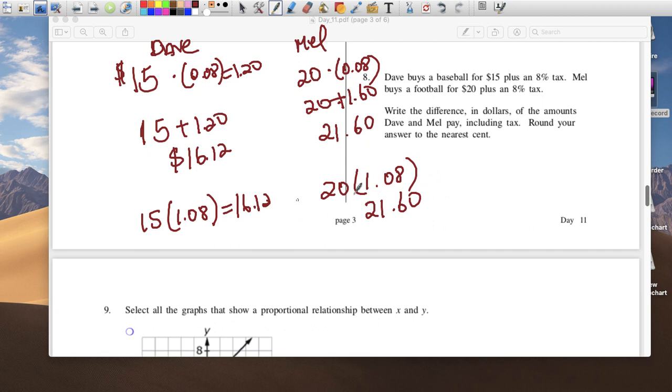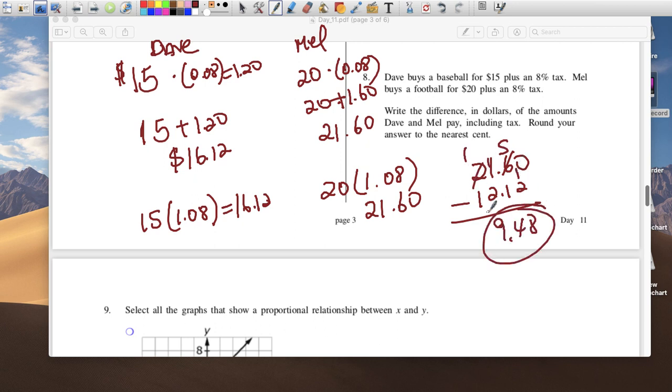And so what we want is to find the difference. So subtract 21.60 minus 16.12. 5, 10 minus 2 is 8, 4, 11 minus 2 is 9. So the difference in price between them is $9.48.